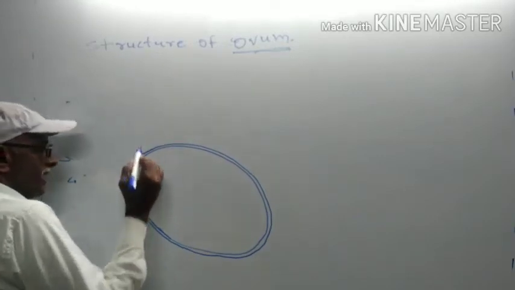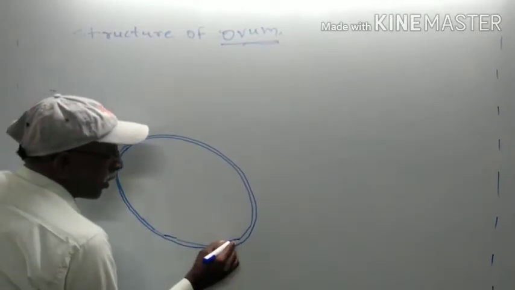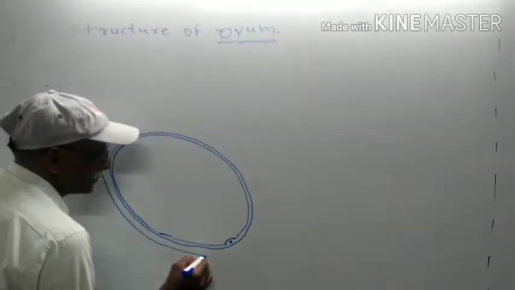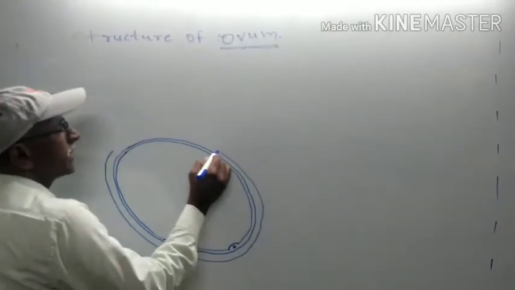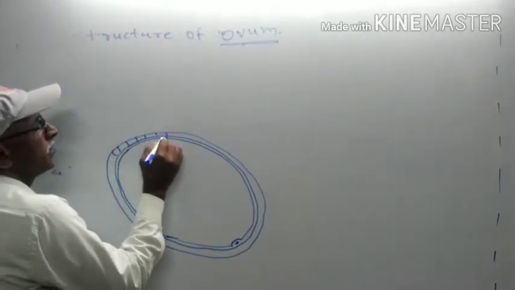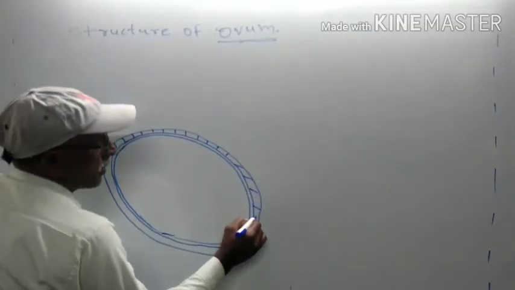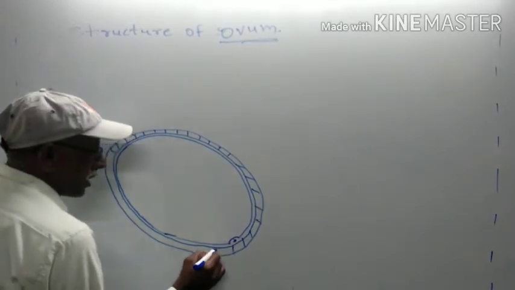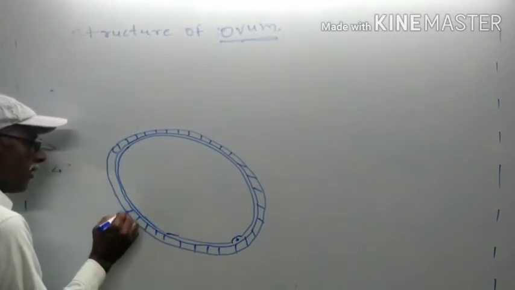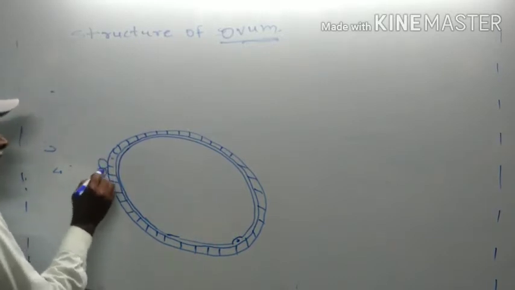This is the vitelline membrane. Outside the vitelline membrane, there is the zona pellucida. There is again one layer that is called what? Zona pellucida. This is a layer of zona pellucida. Then outside the zona pellucida, there is a layer of corona radiata cells.